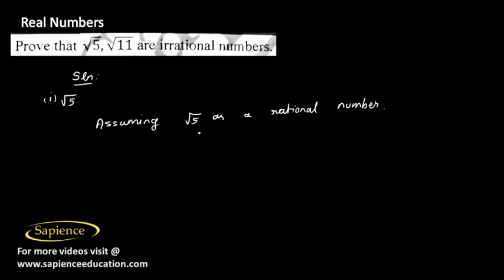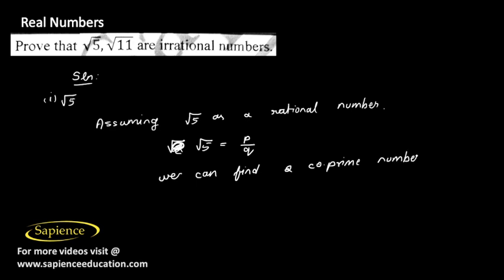So by assuming root 5 as a rational number, we can write root 5 is equal to P by Q, and by dividing P and Q with their HCF, we can find two co-prime numbers A and B such that root 5 is equal to A by B, and that will mean root 5 B is equal to A.